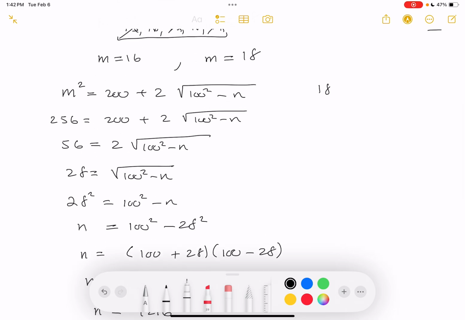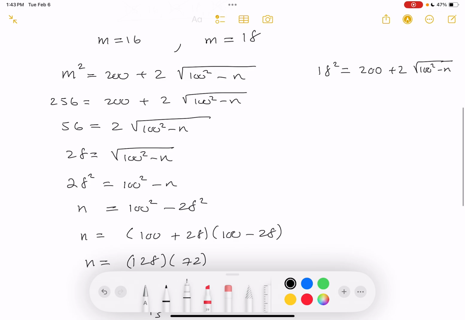18 squared. Again, I already did the 16. I'll do that later, by the way. 200 plus 2, the square root, 100 squared minus n. I got to do 18 squared, right? Let me do that on the side. So 18 times 18. Let's see, 10 times 18 is 180. That's not bad. 8 times 10 is 80, and 8 times 8 is 64. You get 4. 8 and 8 is 16. 16 and 2 is 22. And you get 324.